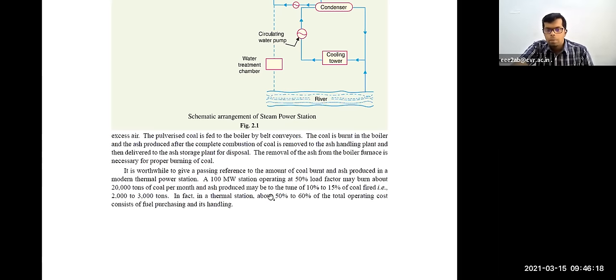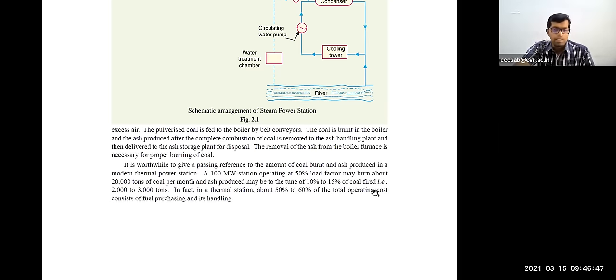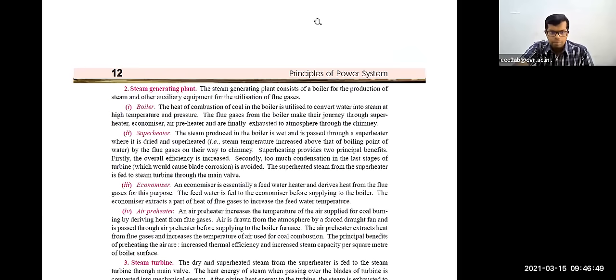In a thermal station, about 50 to 60% of the total operating cost consists of fuel purchasing and handling. So in a thermal power station, the operating cost of fuel purchasing and handling itself takes 50 to 60%. And again salary is 30%, and operation and maintenance is again 10 to 20%. Okay, so that is the thing.